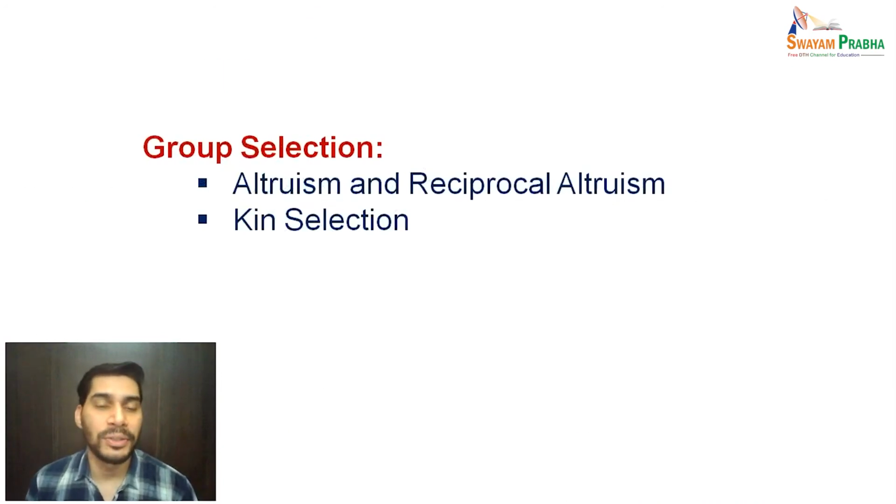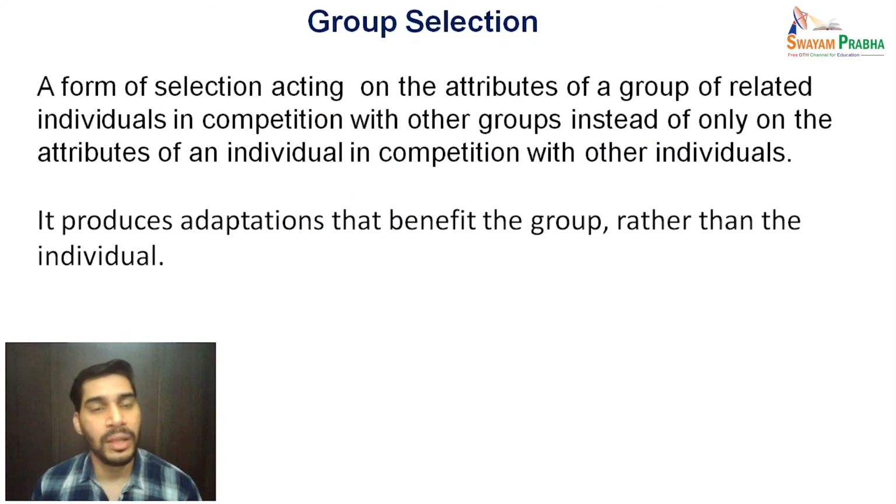Now let us move ahead to the third type of selection, which we call group selection, under which there are two phenomena which we are going to discuss. One is called altruism and reciprocal altruism, and the second one is called kin selection. Group selection is a form of selection acting on the attributes of a group of related individuals in competition with other groups instead of only on the attributes of an individual in competition with other individuals. So here the selection pressure is not operating on the individuals, but it is acting on the whole group as such. It produces adaptations that benefit the group rather than the individuals.